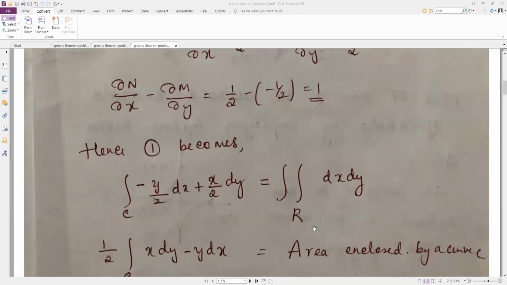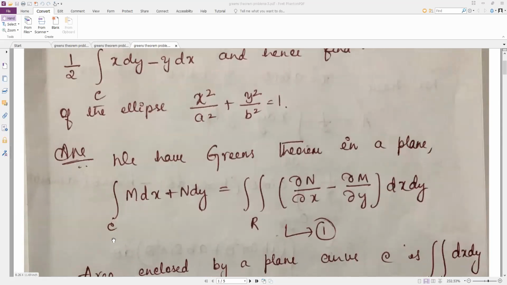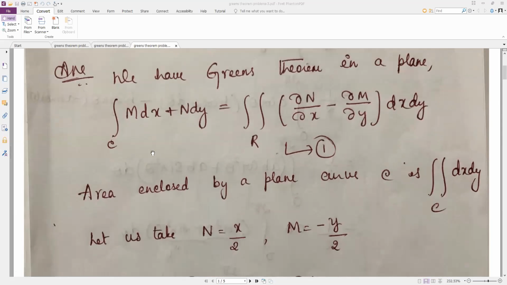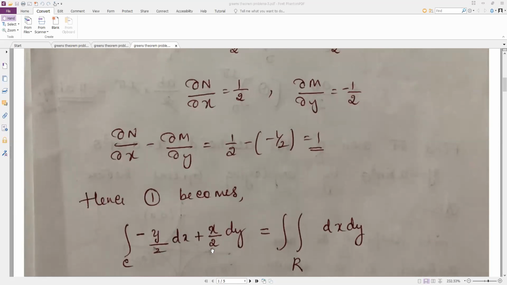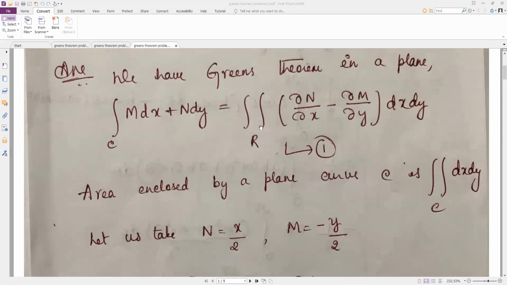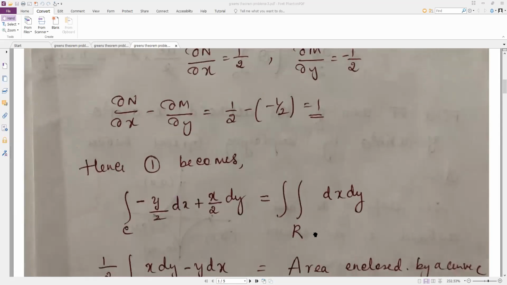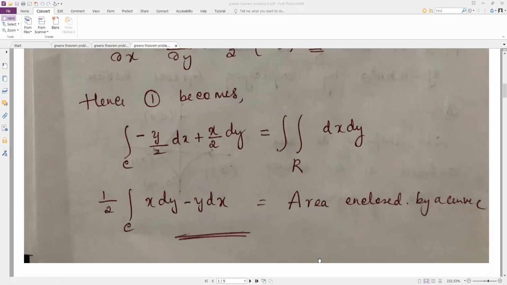Now we can apply Green's theorem. See, what does Green's theorem say? Integral C, what is m? We have taken minus y by 2, right? And what is our n? n is x by 2, dy, plus double integral over the region. What is the difference we got? The difference is 1, right? dx dy. Now what is this? According to our lower classes, double integral over the region dx dy is nothing but the area enclosed by the curves. So what we got is the area enclosed by the curves. See, half you can take out, so x dy minus y dx. So this is how we derived the area enclosed by the curve.